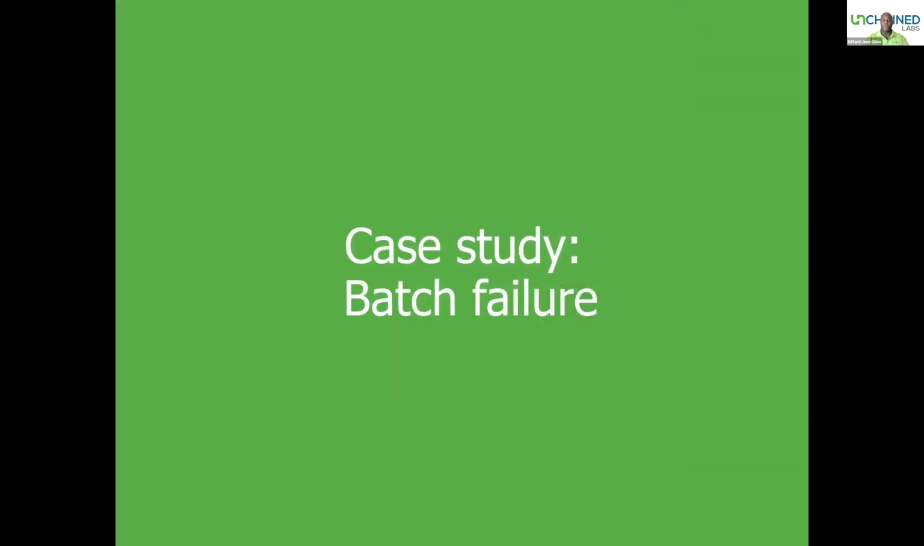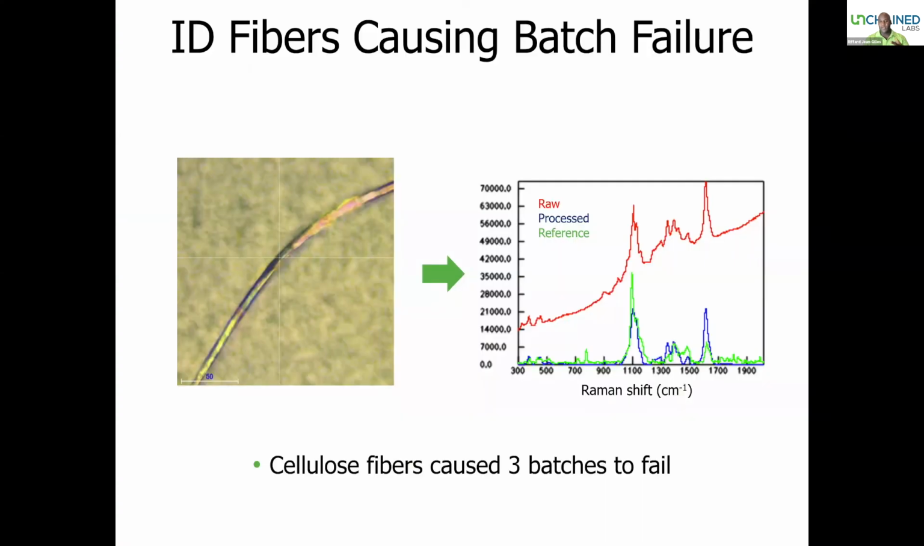A customer reported to us that they had a batch failure, meaning that they had produced a significant amount of their therapeutics. They went through the purification steps, and in the end, they found some impurities, right? And they could not figure out where exactly it's coming from. And so they found this cellulose fiber, right? And that caused 3 batches to fail.